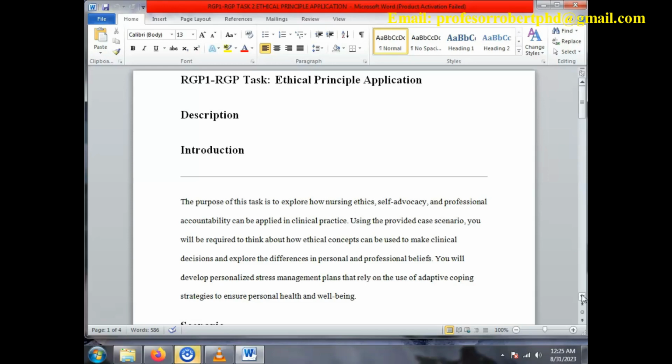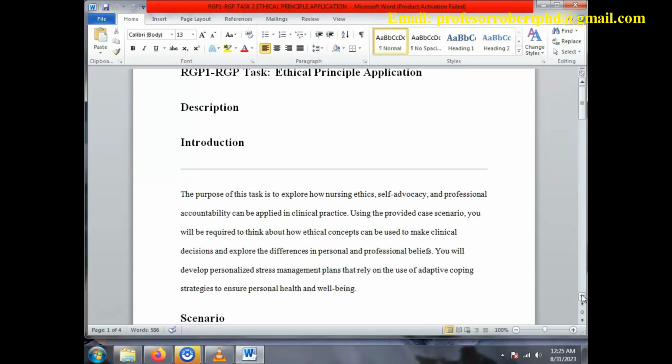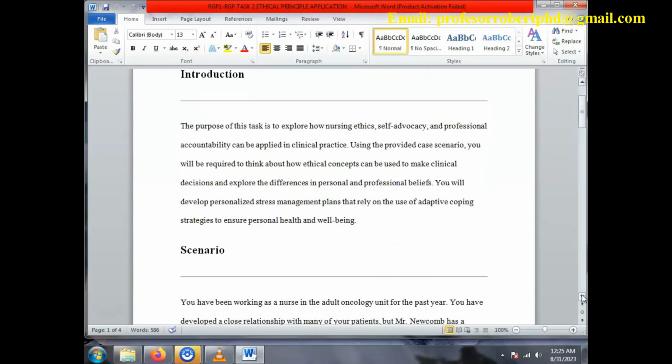RGP1-RGP, Task. Ethical Principle Application. Description. Introduction. The purpose of this task is to explore how nursing ethics, self-advocacy, and professional accountability can be applied in clinical practice. Using the provided case scenario, you will be required to think about how ethical concepts can be used to make clinical decisions and explore the differences in personal and professional beliefs.